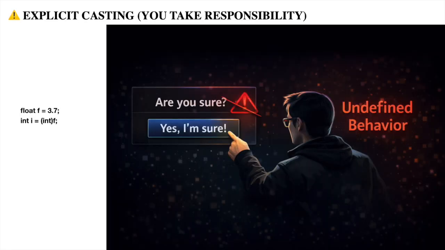Explicit casting tells the compiler, "Trust me, I know what I am doing." On the left side of the slide, float f equals 3.7, int i equals, I'm casting f into an integer. This truncation is intentional and valid. But once you cast explicitly, compiler warnings disappear. Undefined behavior becomes possible. C will not protect you anymore.